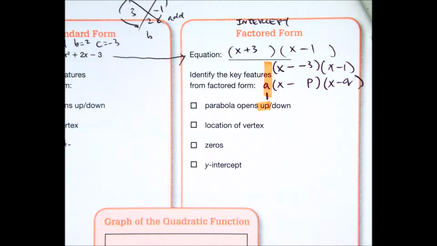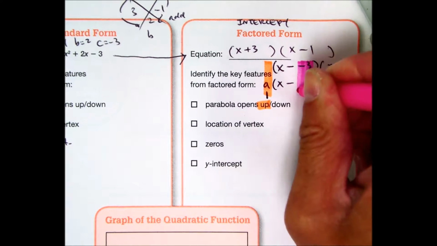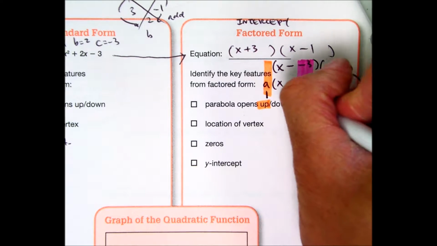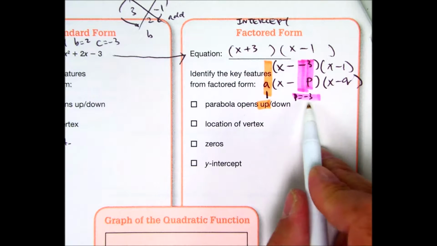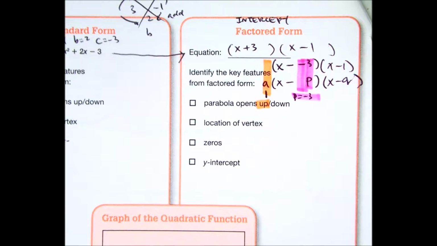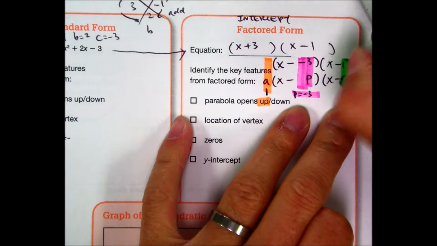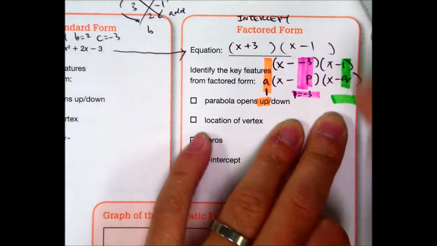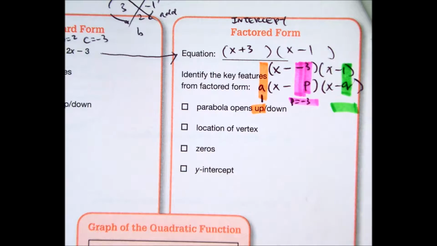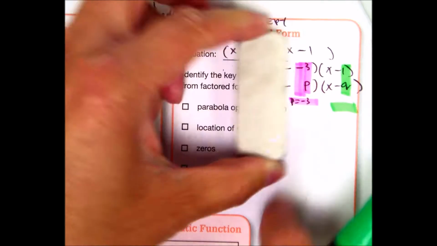Class, what is my P value? Negative 3. And I'm going to show you guys another way of getting this value if you don't get it. Okay, I'm going to show you a second way. And class, what is my Q value? Do you guys see how I'm not highlighting the negative sign? In the formula, it must have the minus. So if you get lost, cover it up with your finger or the eraser. That's why we changed the plus to minus minus.